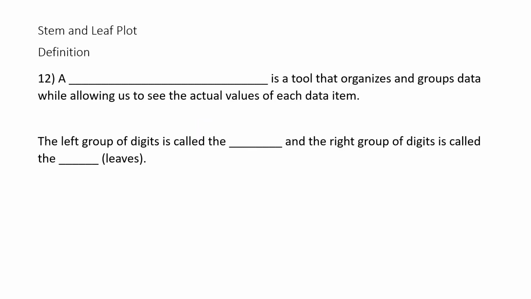Stem and leaf plot. Definition. A stem and leaf plot is a tool that organizes and groups data while allowing us to still see the actual values of each data item. The left group of the digits is called the stem, and the right group of digits is called the leaf or leaves.